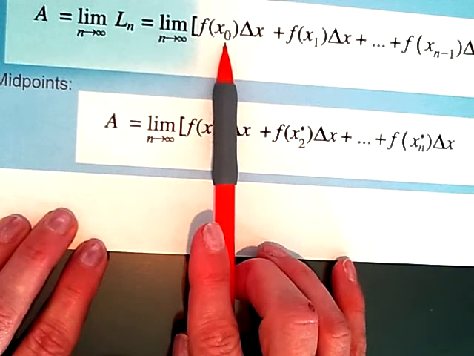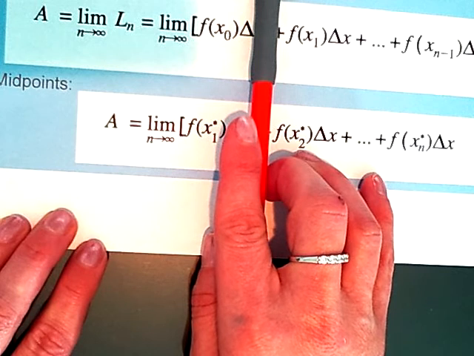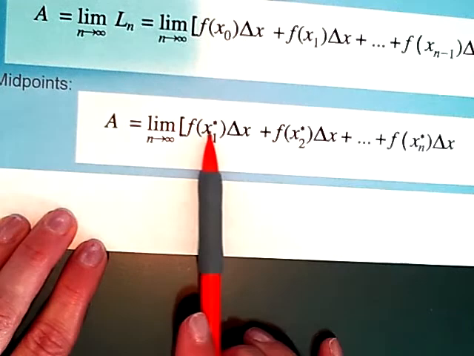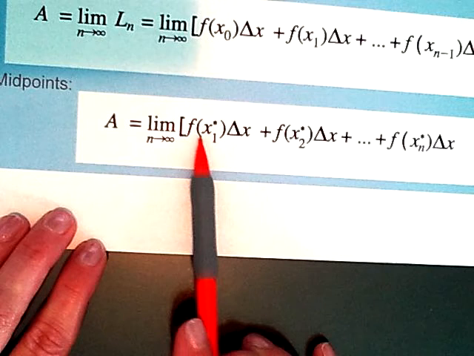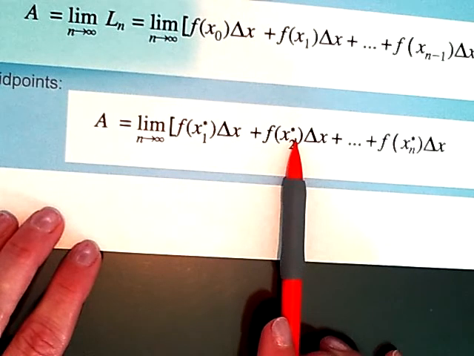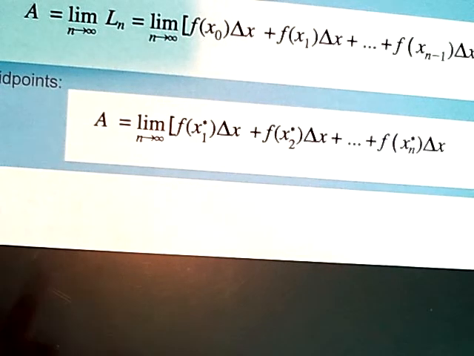And of course, this is the notation that we're going to use if we're using midpoints. Instead of using the x sub 0 or the x sub 1 as is, we're going to use that starred notation. So this would be the first midpoint of the first rectangle, the second midpoint, and so forth all the way to the end.